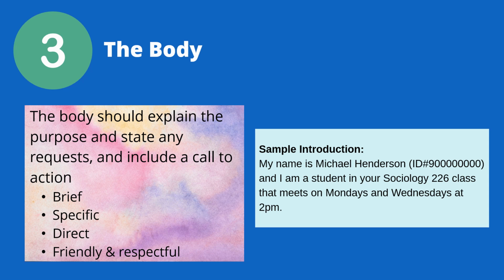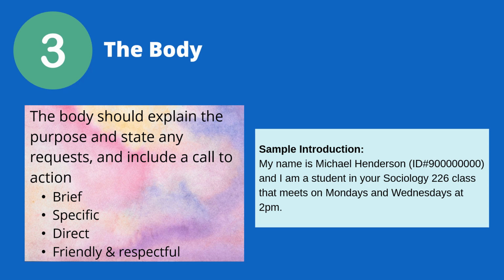Begin by mentioning your first name, and then your last name, the class you're in, and include your student ID number. Your ID number can clearly identify you as a student in the class, and it connects with all of your contact information. Make the body as brief as possible without leaving out key information.